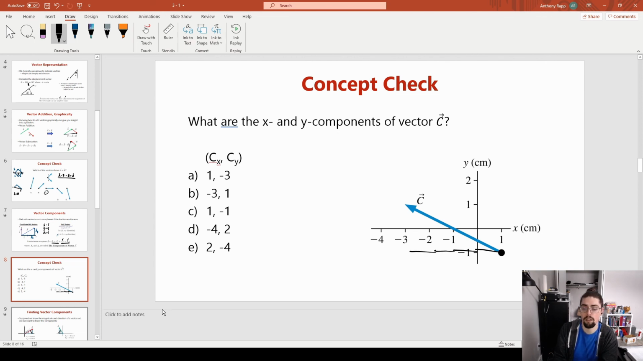-4. We kind of already know which one this is, right? There's really only one answer. But let's confirm it the rest of the way. Then we're supposed to go up by 2. D is indeed the correct answer.